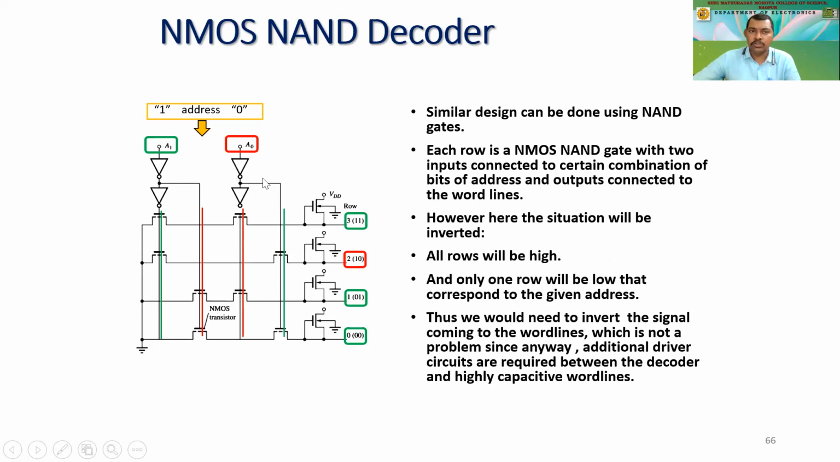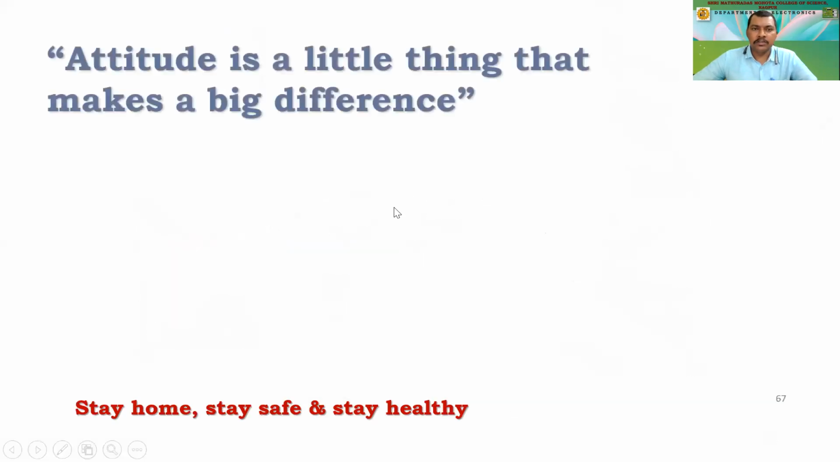In the NMOS NOR, the other lines were low, and the line from which we are expecting the data will remain high. In the NMOS NAND decoder, the other lines are high, and the line from which we are expecting the data remains at low level, right? So accordingly, we'll have that structure.